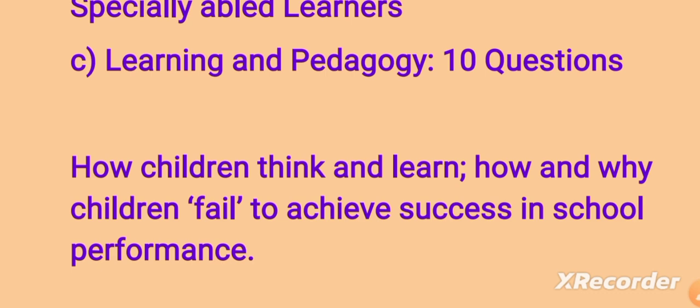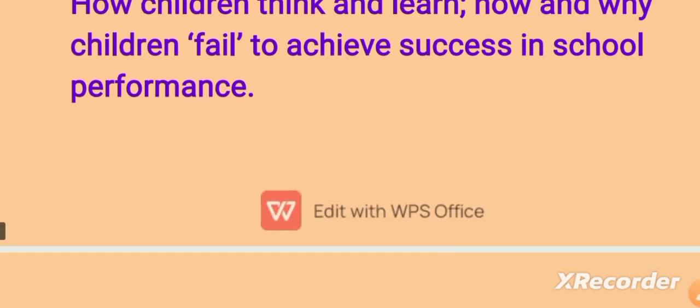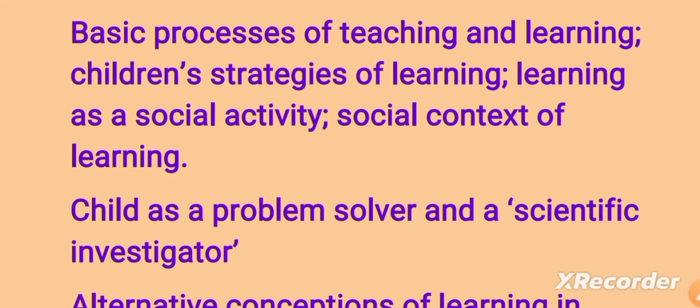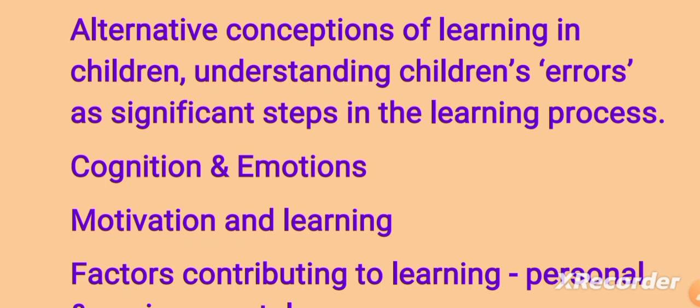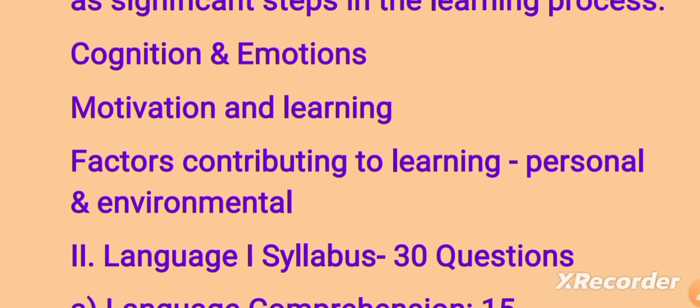How children think and learn, how and why children fail to achieve success in school performance, basic processes of teaching and learning, children's strategies of learning, learning as a social activity, social context of learning, child as a problem solver and a scientific investigator, alternative conceptions of learning in children, understanding children's errors as significant steps in the learning process, cognition and emotions, motivation and learning, factors contributing to learning, personal and environmental. These are all included in child development and their contents. In that section, 30 questions are there for 30 marks.